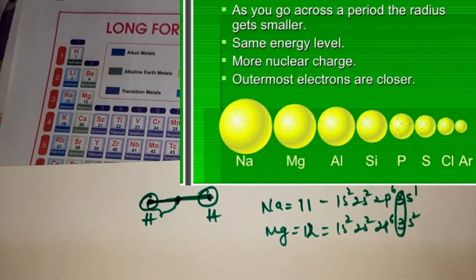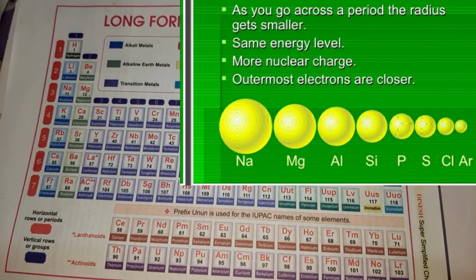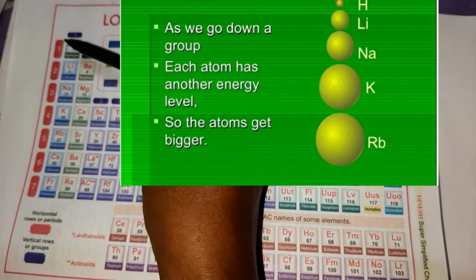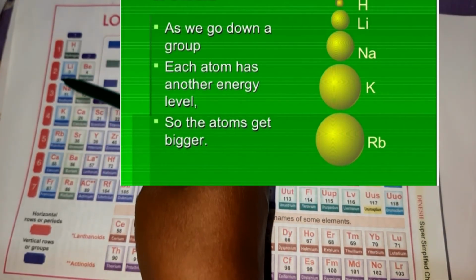So because of this, what happens? The atomic size decreases. You all understood children? So when you move from left to right, what happens to the atomic size? The atomic size decreases when you move from left to right because of the same energy level and more nuclear charge. What happens when you go down a group? What happens to the atomic size when you go down the group?